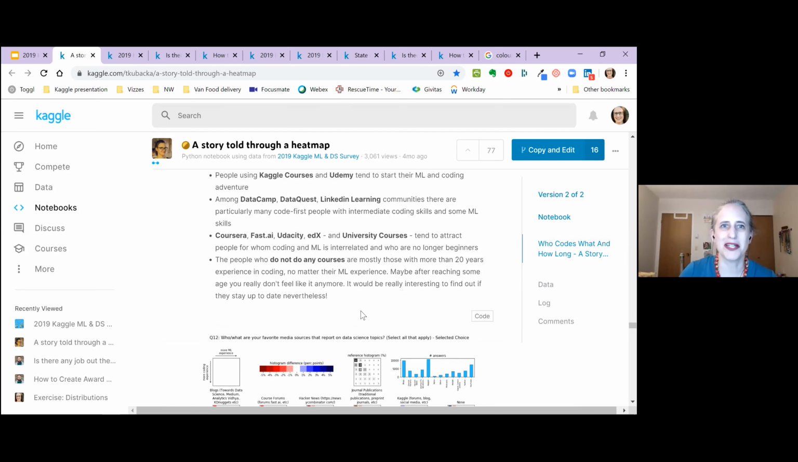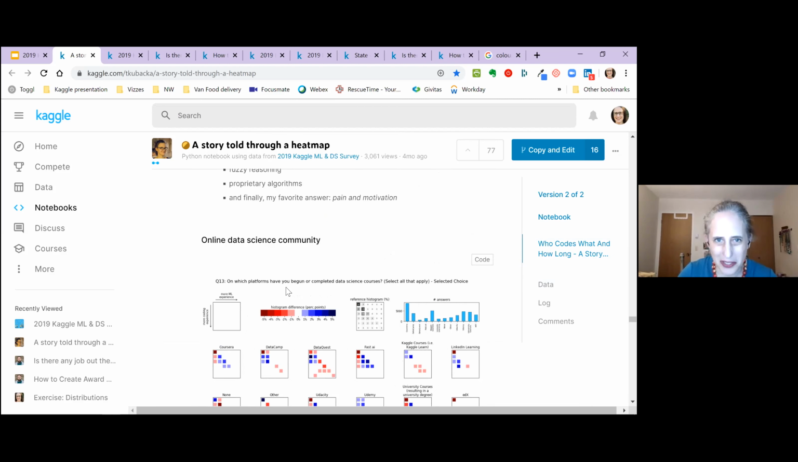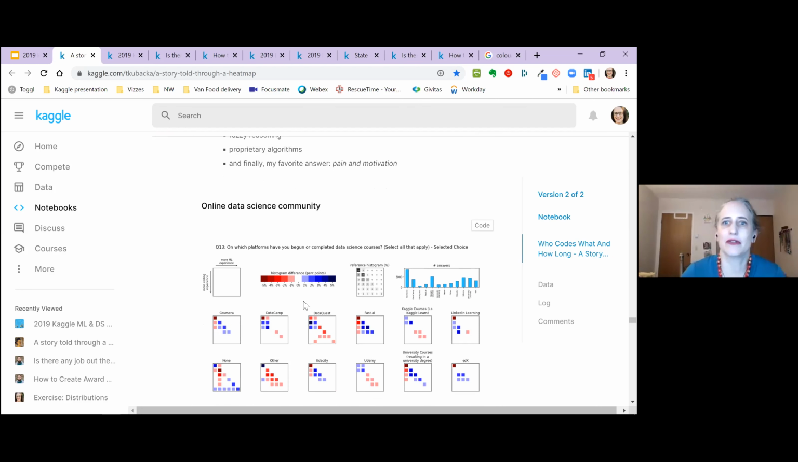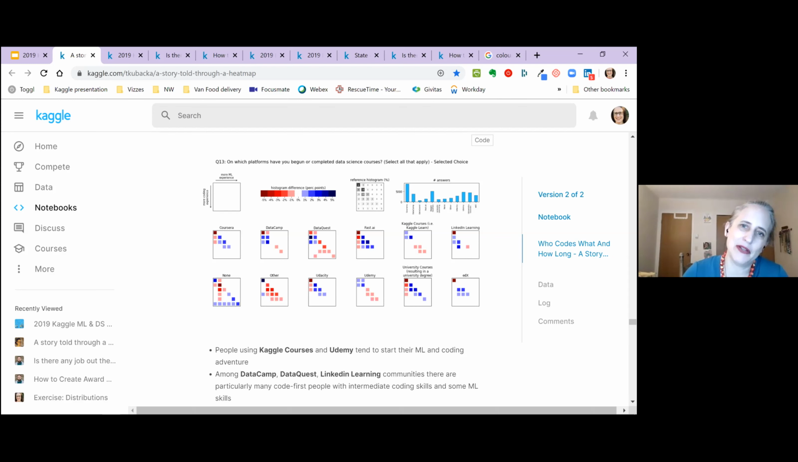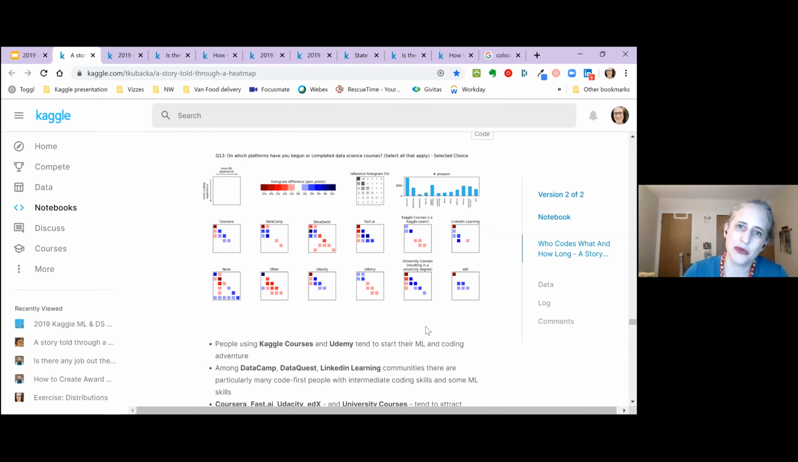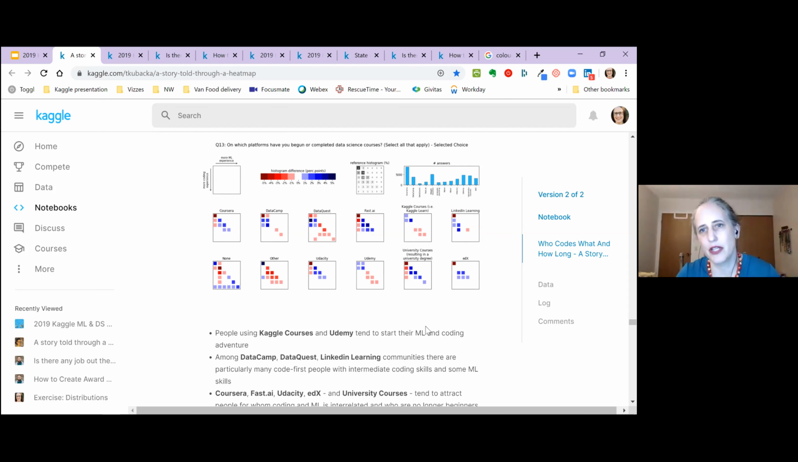scrolling all the way down to this: how do people learn? On which platform have you begun or completed data science courses? So this goes to the fact that there are so many tools to learn. There are so many people who use Coursera and Kaggle and things like Data Camp, Udacity, Udemy, whatever you name it. And there are also university courses that result in a university degree.